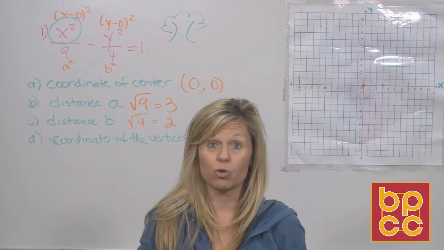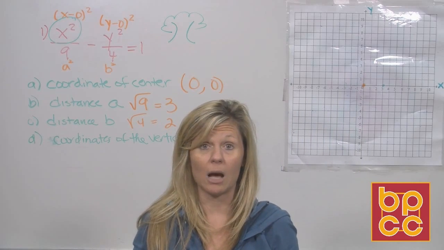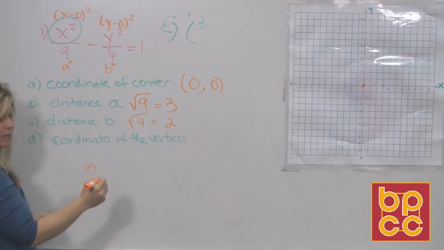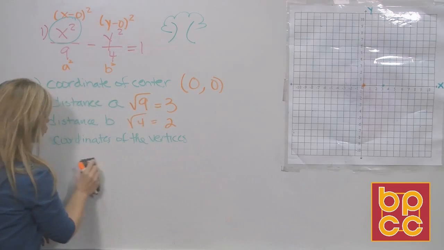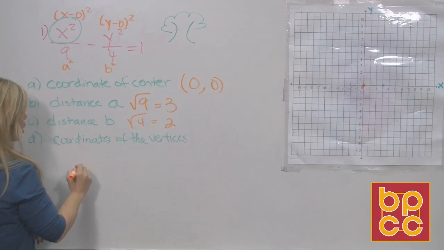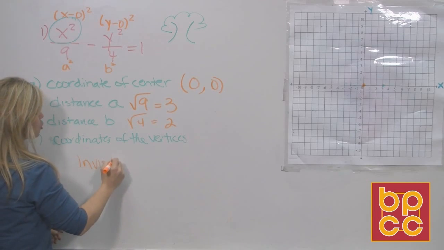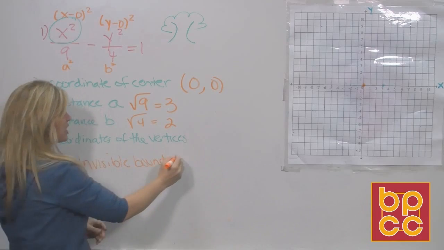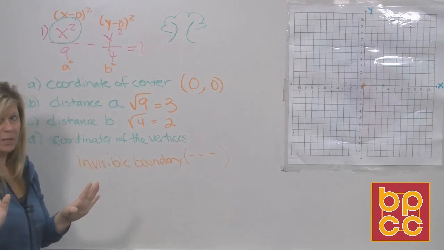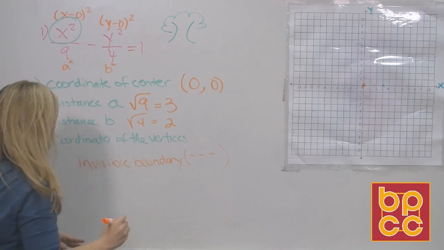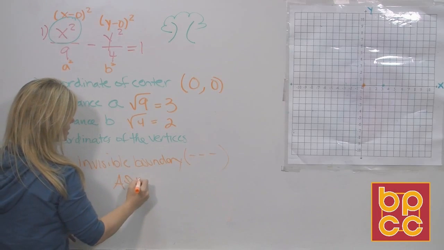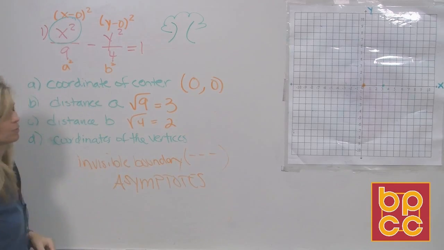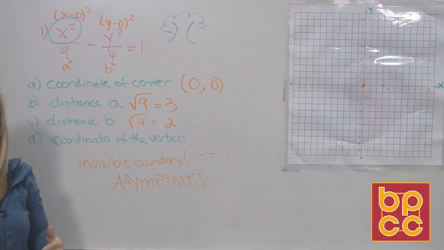What we're going to do is draw in some imaginary boundary lines, and these imaginary boundary lines have a special name. They're invisible. They're not in the picture. So because they're invisible boundary lines, we're not going to draw them solid. You're going to see them drawn broken because they're really not there. These boundary lines have a funny name. They're called asymptotes. Asymptotes.